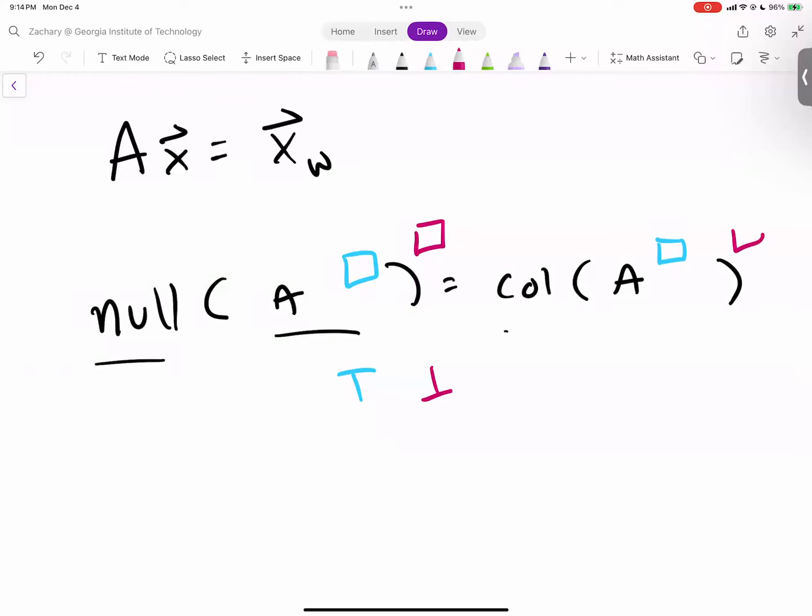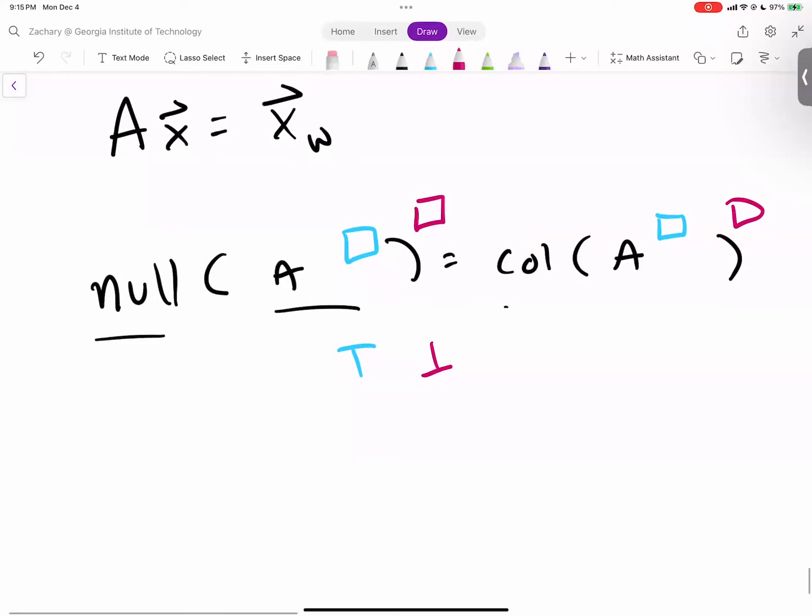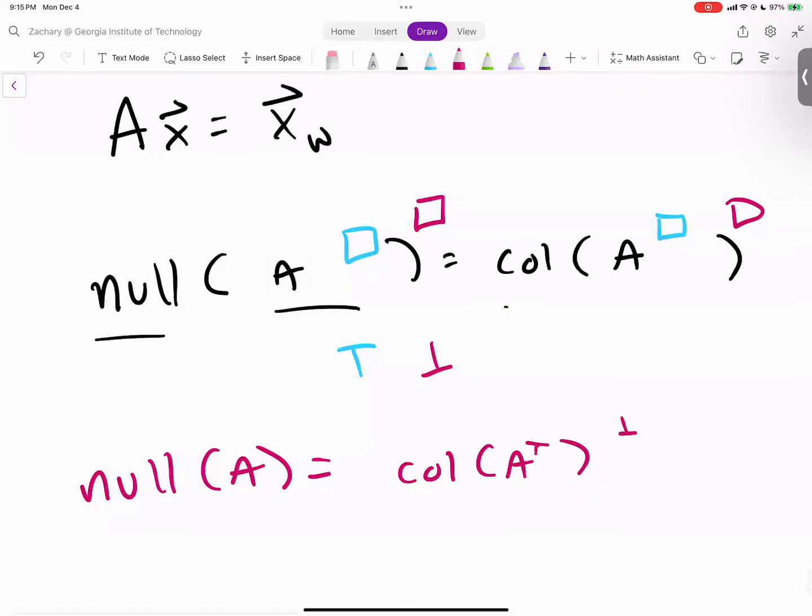So again, if you look at those sets of 4 equations, the null space of A is equal to the column space of A transpose perp. The column space of A perp is equal to, or sorry, the null space of A perp is equal to the column space of A transpose. The null space of A transpose perp is equal to the column space of A, and the null space of A perp is equal to the column space of A transpose. And what all that boils down to is, again, the same thing. Null A has to be equal to the column space of A transpose perp. Column space of A transpose, row space of A.